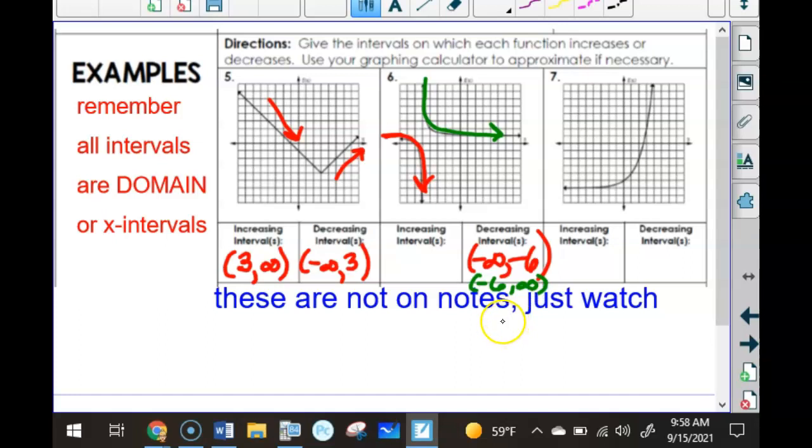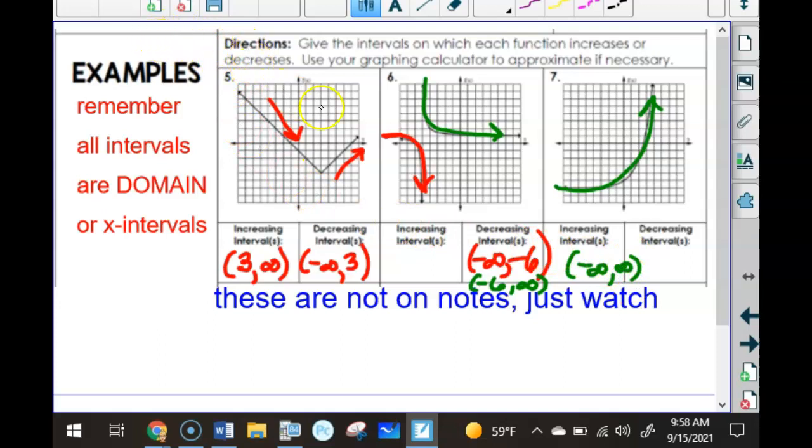Usually we do that in 2, not say the whole thing is decreasing because there's a break. What about this one? If that's the whole graph, the whole thing is increasing, yes? So the increasing interval would be everything.